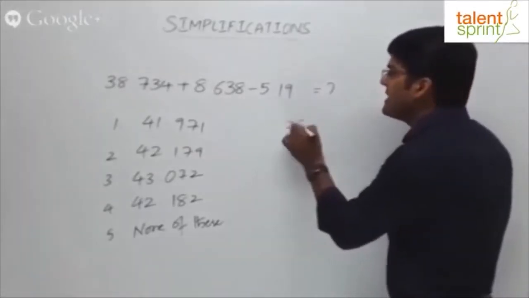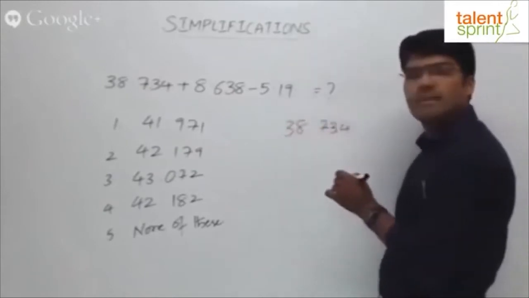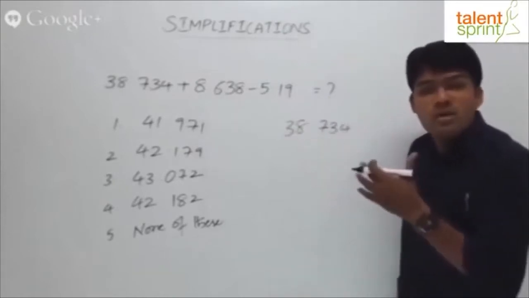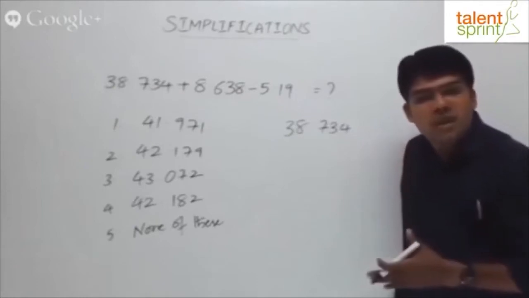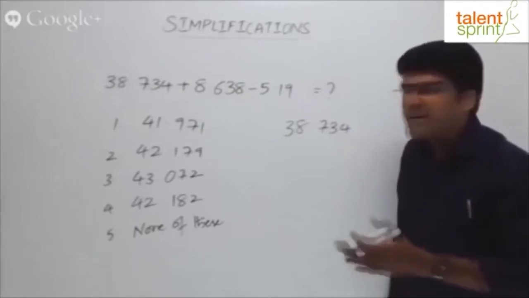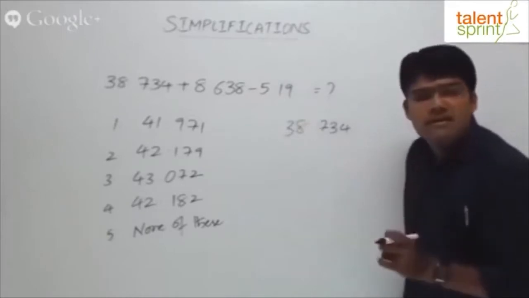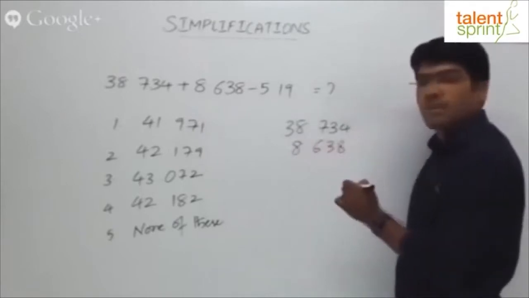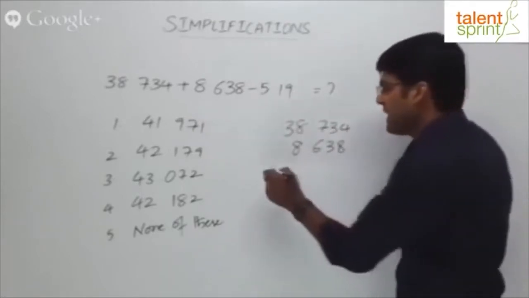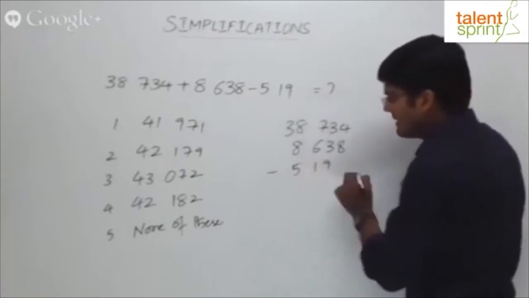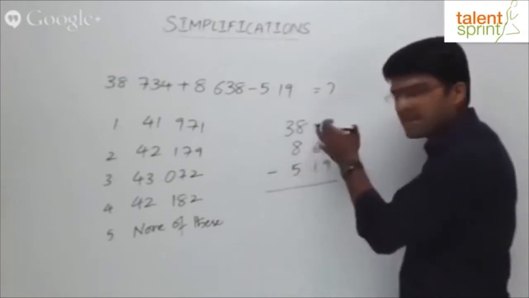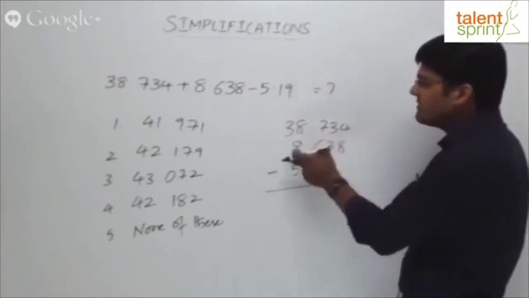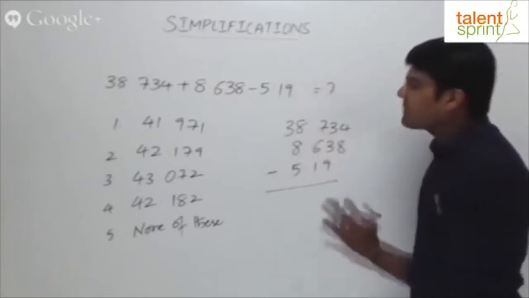What do we do? 38.734. Then the next number here is 8.638, and you know that when you are writing the numbers one upon the other, you have to write them properly. All the unit spaces have to come in one straight line. All the 10 spaces have to come in a straight line, right? Or here in this case, we'll have to balance the decimal point. So we properly write it as 8.638 minus 5.19. This has to be simplified, right? If you look at it, all the decimal points are in sync with each other, right? So 38.734 and 8.638 have to be added, from which we'll subtract 5.19.